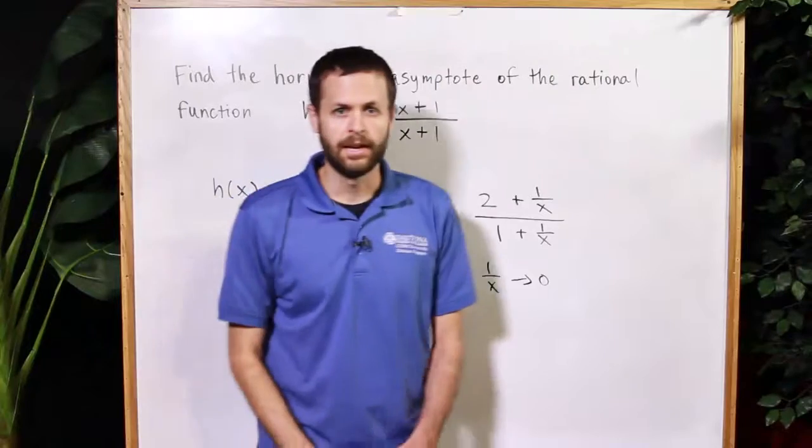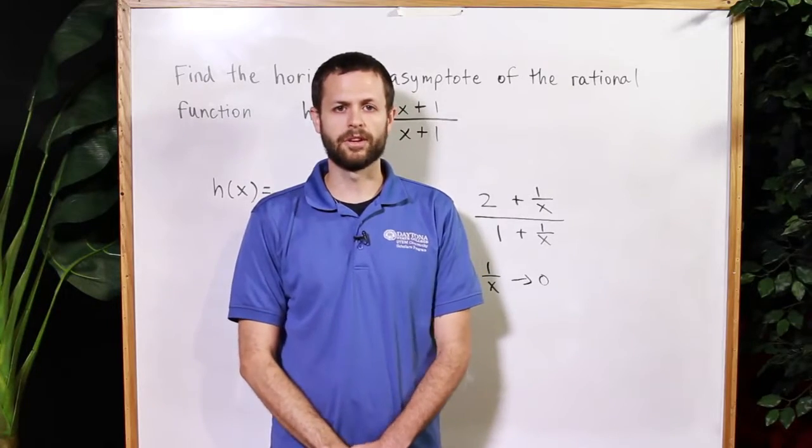In this problem, we found the horizontal asymptote for a given rational function.